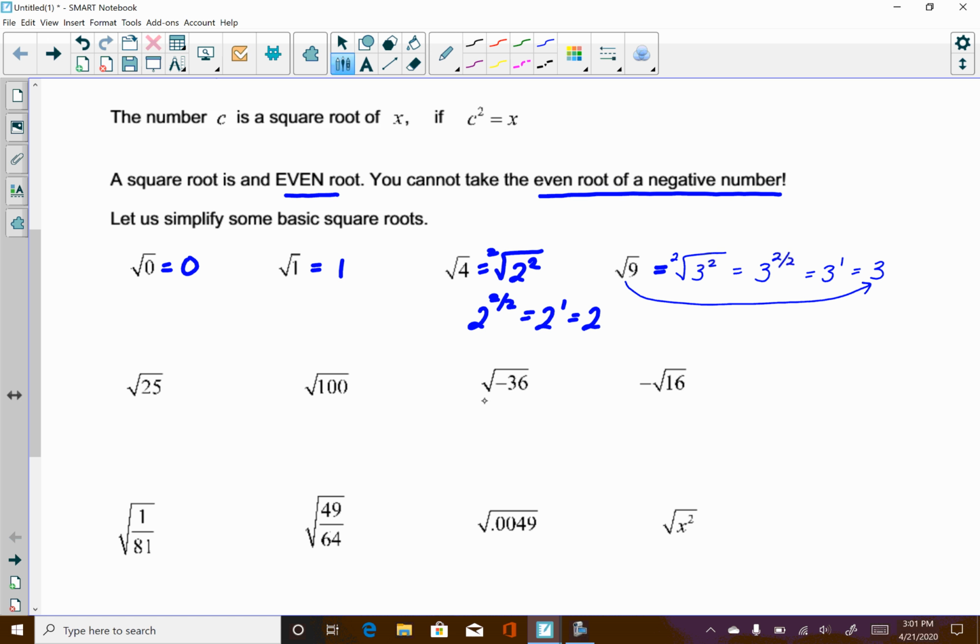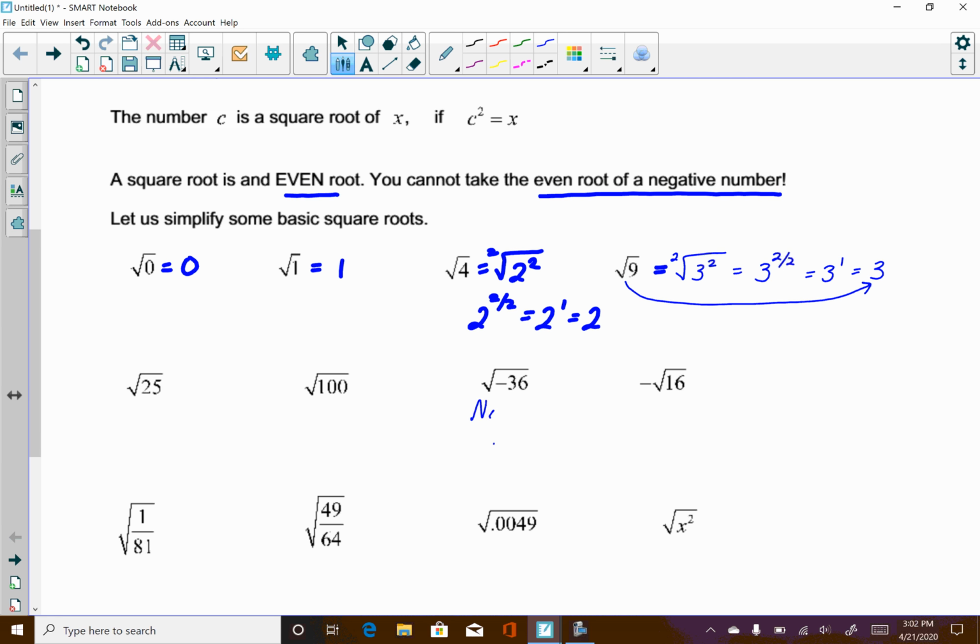I'm going to scoot on down here to the square root of negative 36. I cannot take the square root of a negative number, because if you say it's negative 6, then negative 6 times negative 6 gives me positive 36. And positive 6 times positive 6 is positive 36. So I'm never going to be able to find a number that I can multiply times itself and get a negative 36. So for that reason, this one would be referred to as no solution.